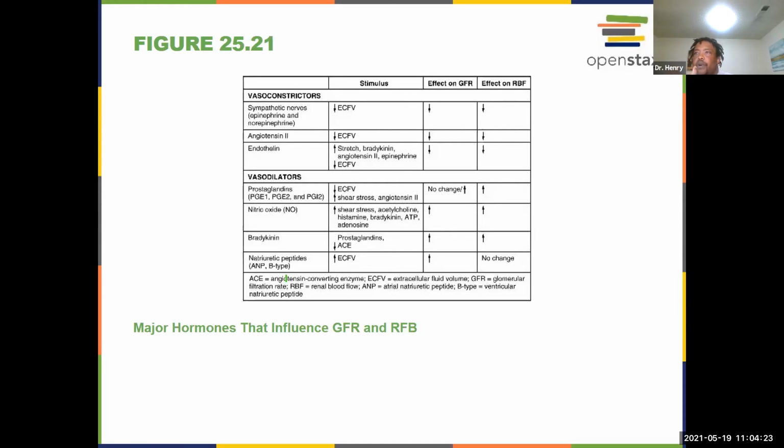If you have, in one case, vasoconstrictors, so hormones that are going to be responsible for affecting the sympathetic nervous system, like your epinephrine, your adrenaline, that's going to end up causing a decrease in extracellular fluid volume. And then that's also going to affect your GFR, and it's also going to affect your renal blood flow, your RBF. It's going to decrease it.